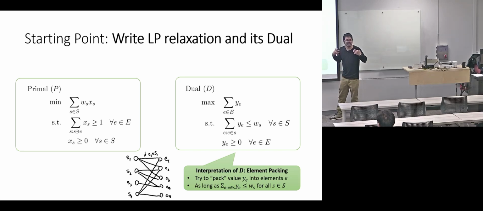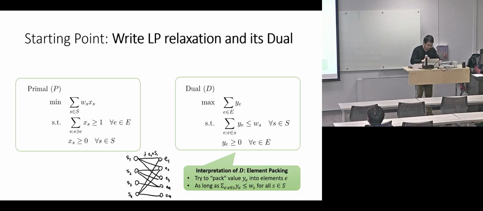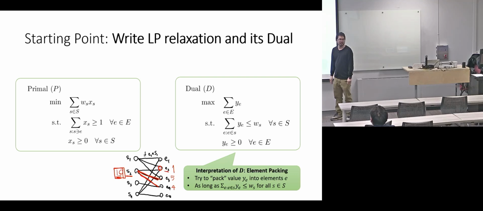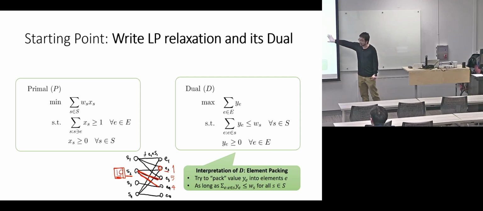However, it's like a packing. You have a capacity for each set. Let's say that this set has capacity 10. You try to put value into the elements. Maybe you put the value here to be 4, and then this is maybe 5. So this is the capacity used, but the capacity of this set is 10. So if you're going to put some value into E2 here, now you can put at most 1, to satisfy this constraint for the set S2. And you have this capacity constraint for every set. So you try to pack value into elements and you have capacity on every set. Make sense? This is the problem that this dual LP is trying to solve.